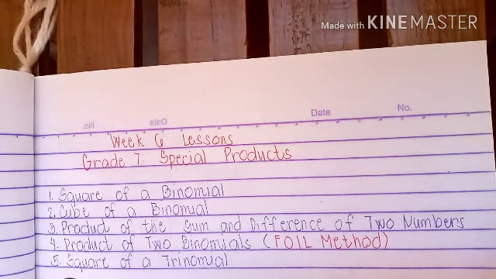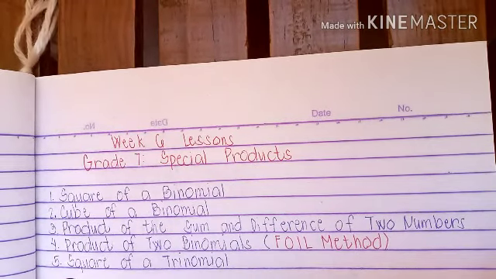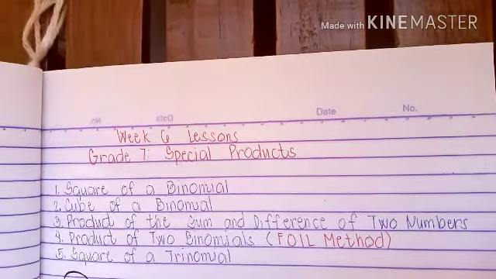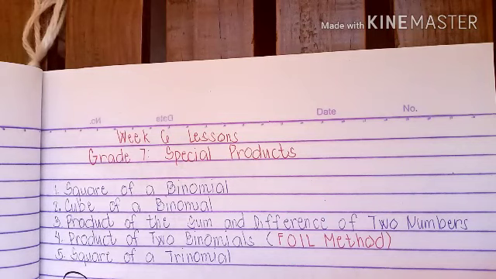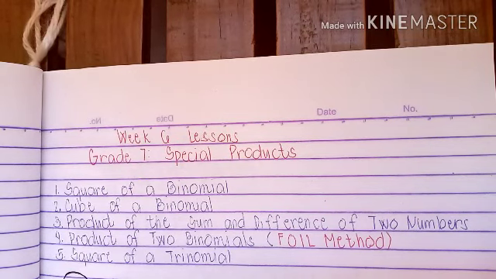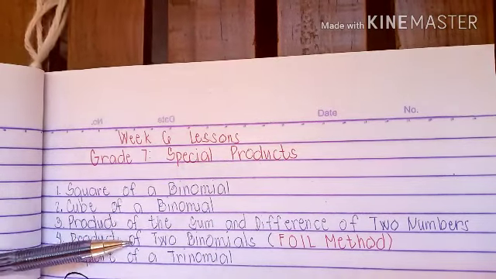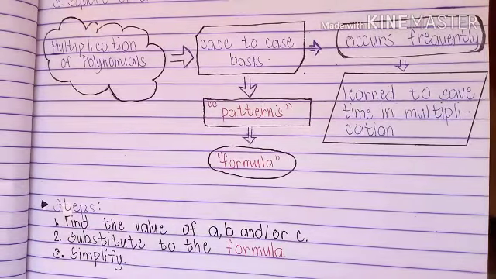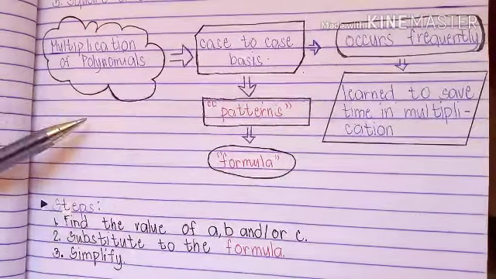Now under special products, we have the square of a binomial, cube of a binomial, product of the sum and difference of two numbers, product of two binomials, and square of trinomials. As you can see, we have here number 4. We have already discussed this under multiplication of polynomials. Special products came from multiplication of polynomials.